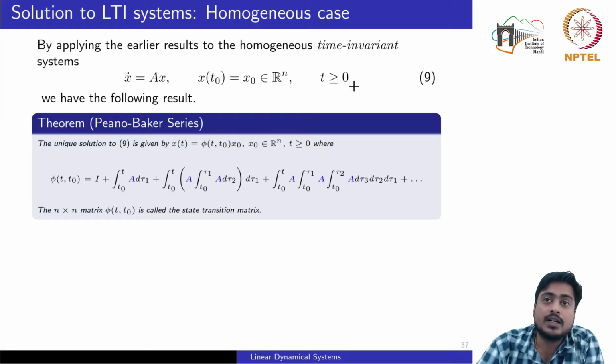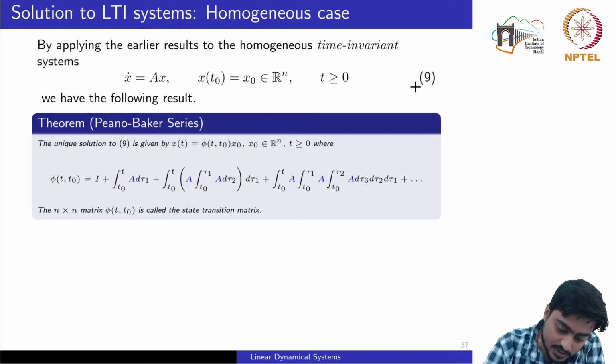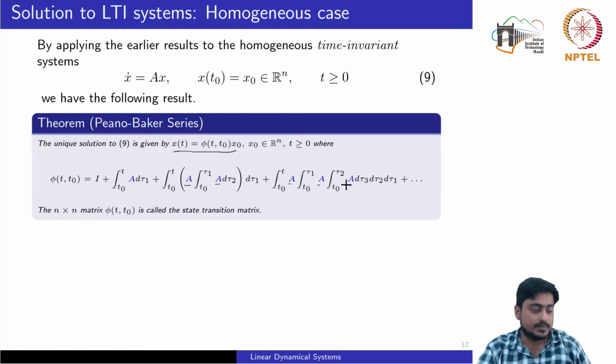So recalling the Peano-Baker series that we had introduced for the time varying case, because the time varying case is basically a generic case, the idea is that whatever solutions we had seen for the time varying case, we would specialize those solutions for the time invariant case. So the unique solution to this equation is given by this part, where phi t comma t naught is the state transition matrix of n times n, and in this Peano-Baker series, all these A matrices are now constant matrices.